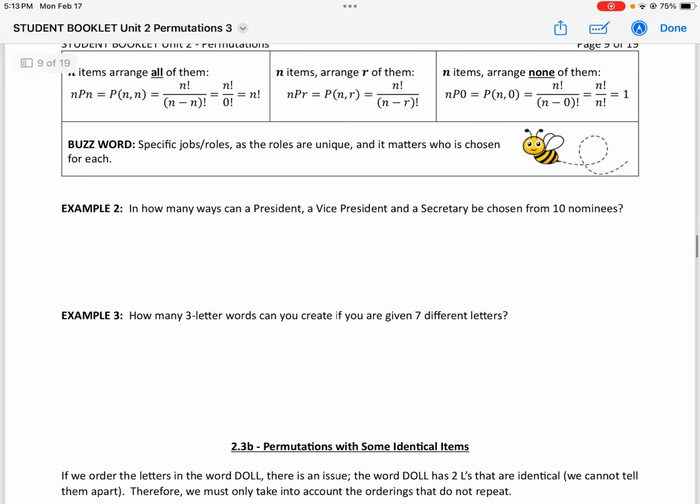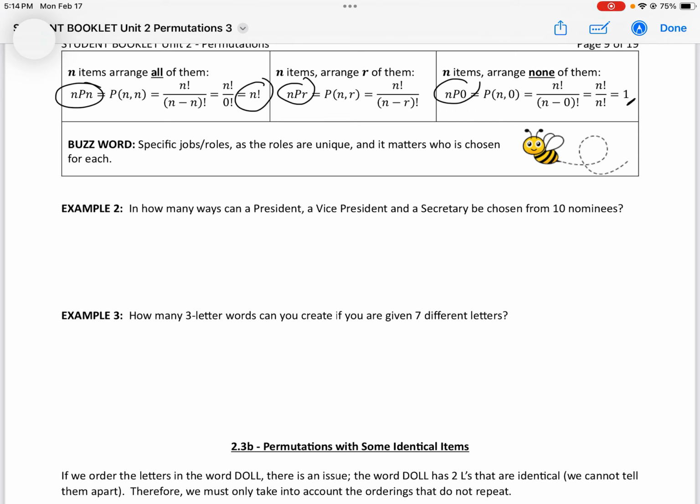Now, here are a couple special cases. n items, arrange all of them, that's going to simply be nPn or n factorial. You don't need these equations in the middle. It's just a simplified version. n items, arrange r of them, so nPr. And n items, arrange none of them, it actually simplifies to 1. If we're not arranging any of the n items, then technically not arranging them is a way to arrange them.